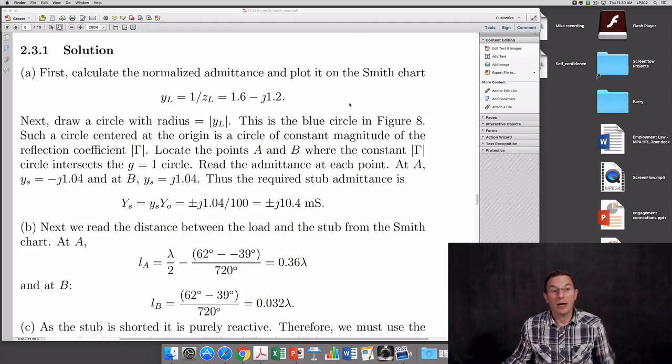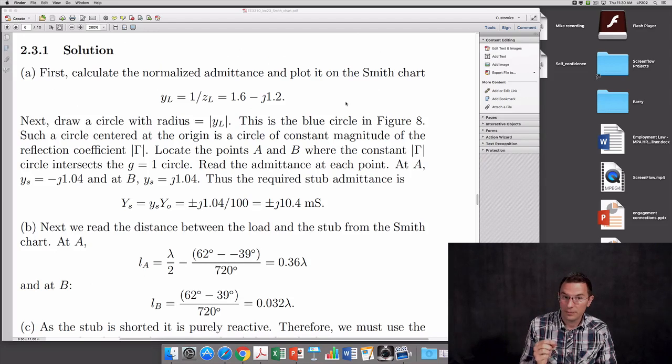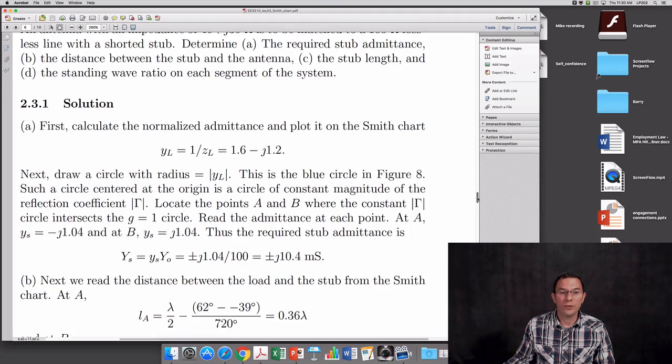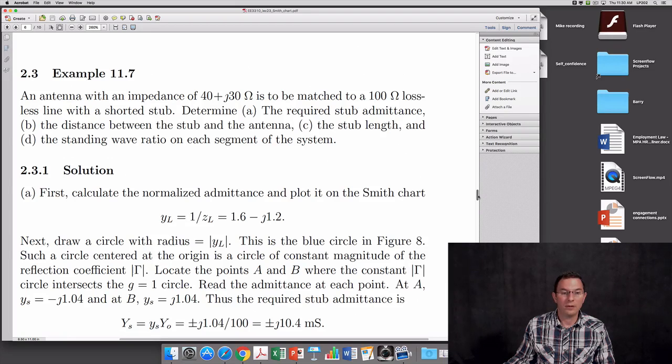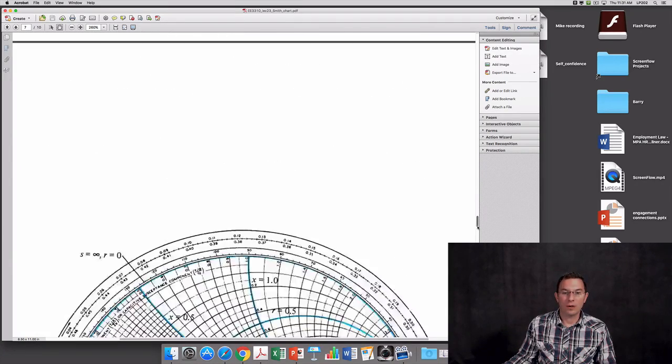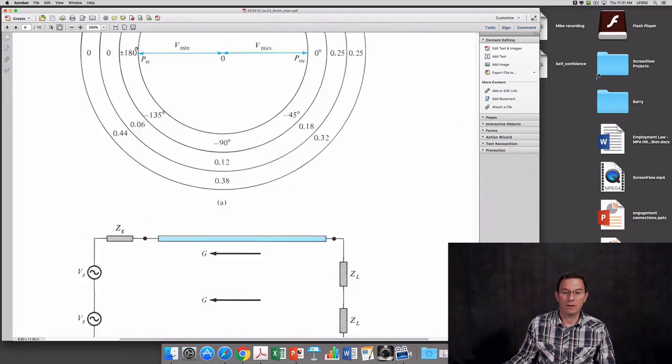The first step to use the Smith chart to do this is to calculate the normalized admittance of the load and plot it on the Smith chart. First, you calculate the normalized impedance. In this case, that's going to be 40 plus J 30 divided by 100. Then take the reciprocal, and that turns out to be, for the normalized load admittance, 1.6 minus J 1.2.